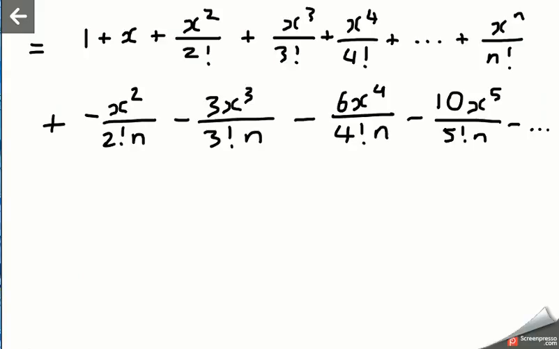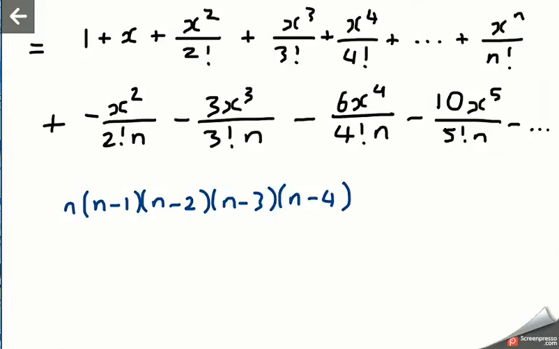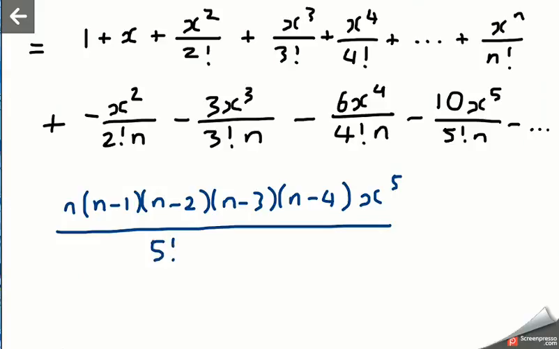How do I know that it was going to be a minus 10? Well, the reason why I know is because the next term on top, we're going to have n times n minus 1 times n minus 2 times n minus 3 times n minus 4. And that's all multiplied by x to the 5. So this is what our next term was going to be. And this was divided by 5 factorial times n to the power of 5.